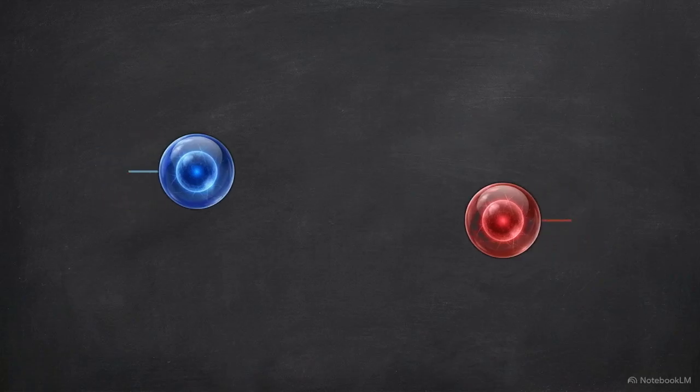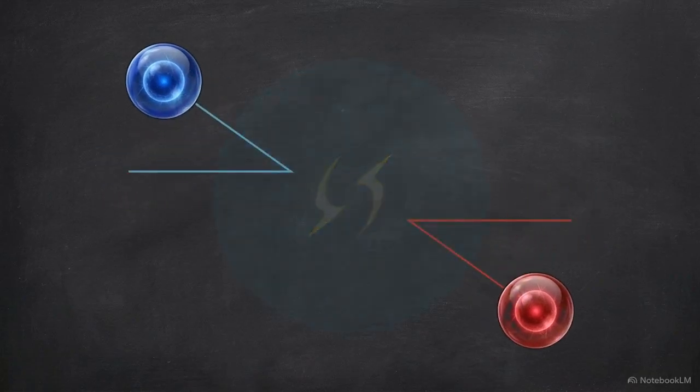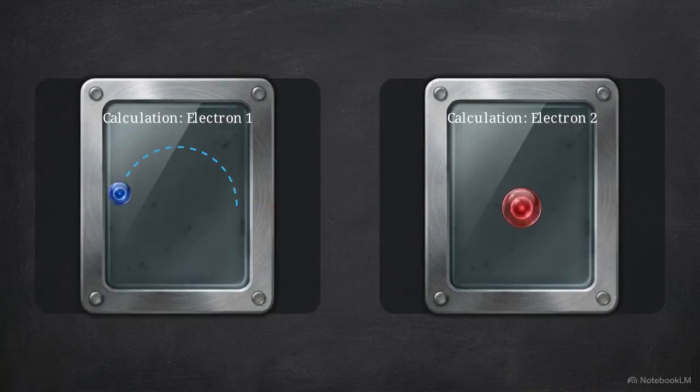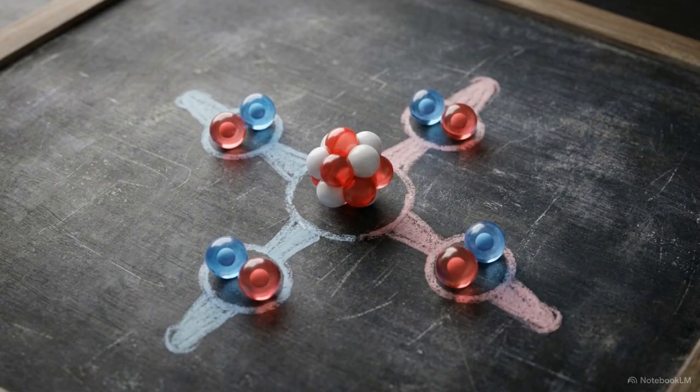Because both electrons have a negative charge, they repel each other. You cannot solve for the path of electron 1 without already knowing the exact location of electron 2. Their motions are inextricably linked, a state known as electron correlation.